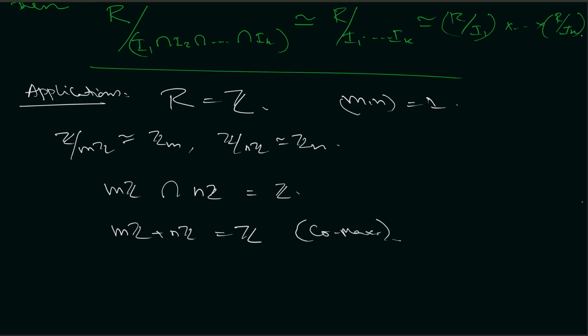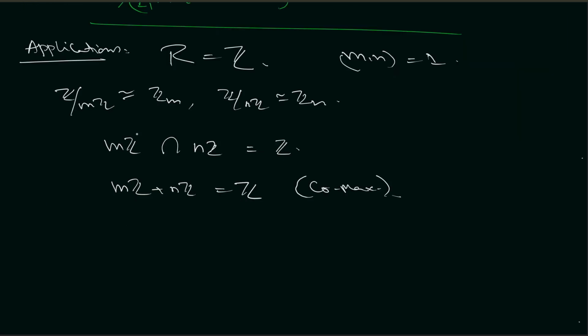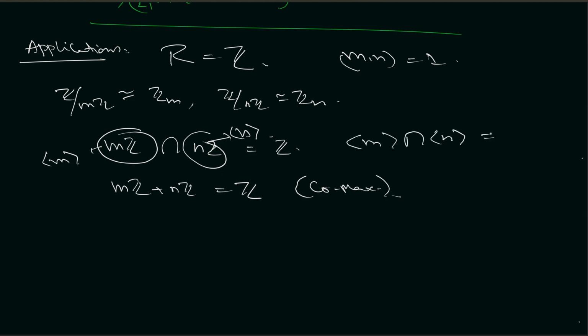So actually this is called the ideal generated by M, and this is the ideal generated by N. I should write: the ideal generated by M intersection the ideal generated by N is actually Z, and the ideal generated by M plus the ideal generated by N is actually Z. These are equivalent conditions, actually the same thing.